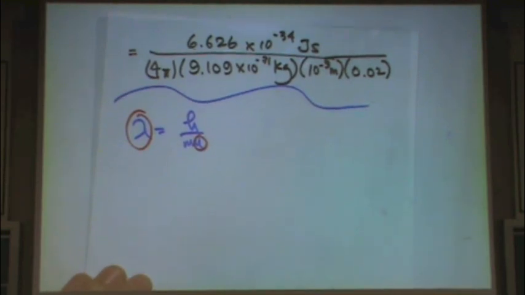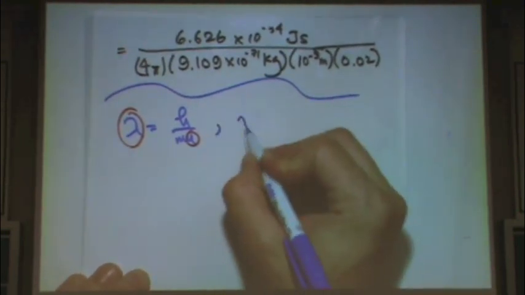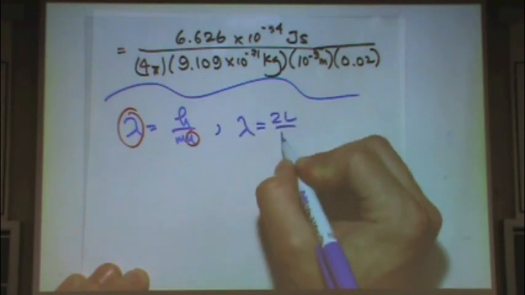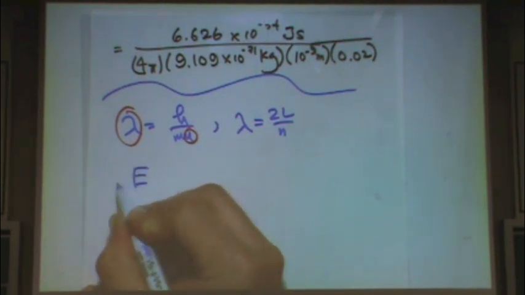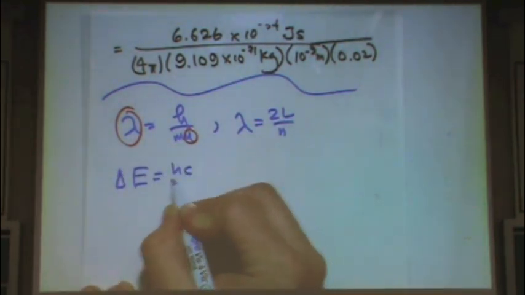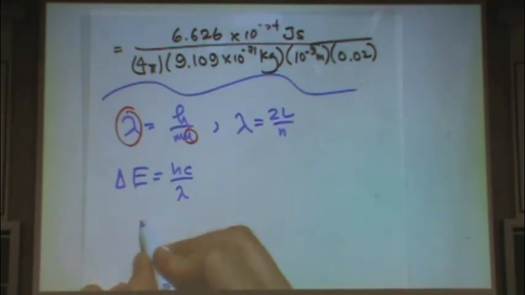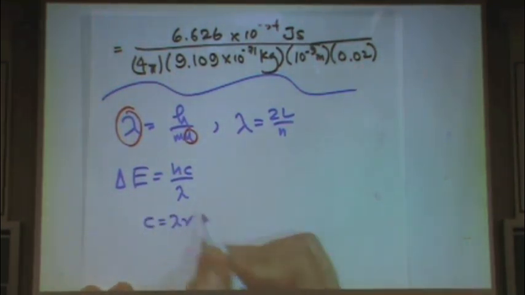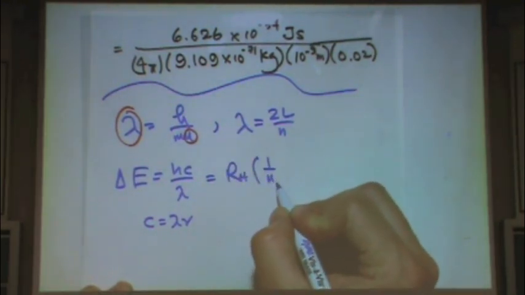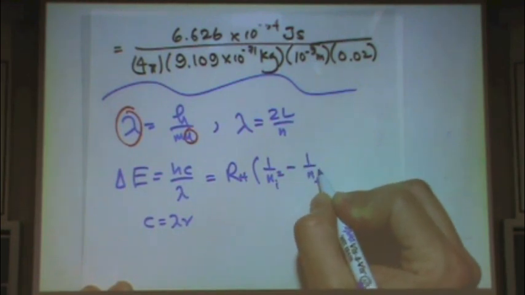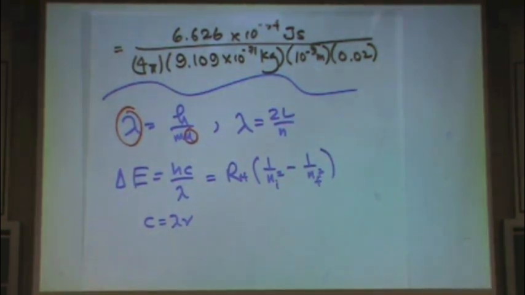You also, this will mix with another question. You also have wavelength in the particle in the box. I think it's 2L over n. And we'll do this in a little bit. But that goes with the particle in the box. Where else do we see wavelength? You also see wavelength in this equation, hc over lambda, which is from c equals lambda nu. And this can also be equal to the Rydberg constant, 1 over n initial squared minus 1 over n final squared. So you see it in that energy equation or the speed of light equation.